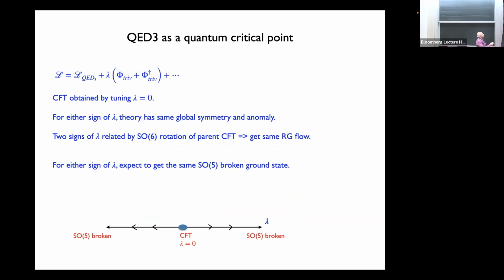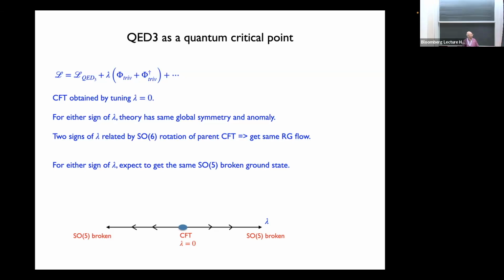So in the field theory, the CFT is obtained by tuning this lambda to 0. So lambda equals 0 is the quantum critical point, and for any non-zero lambda, I can ask what happens. For either sign of lambda, the theory has the same global symmetry and the same anomalies. But the anomaly is a Z2 valued anomaly, so it can't depend on the sign of lambda. And furthermore, the two signs of lambda are related by an SO6 rotation of the parent CFT, meaning they have the same RG flows.